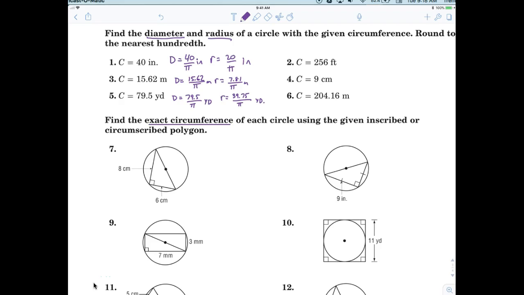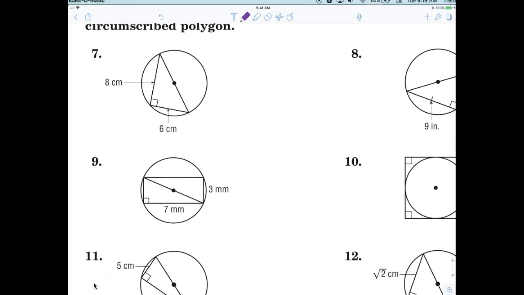So now let's try to knock out 7 real quick. You obviously should be able to tell me that the diameter is what? 10. And how do I know that? Because we know our Pythagorean triples so well. If you forget Pythagorean triples, you just have to do a squared plus b squared equals c squared. And the circumference then would be what? 10 pi centimeters. Beautiful. Exactly.